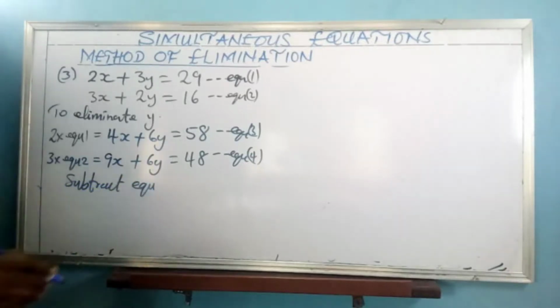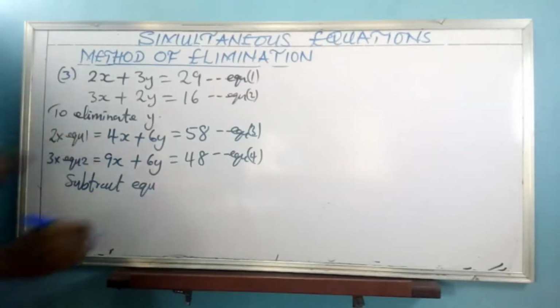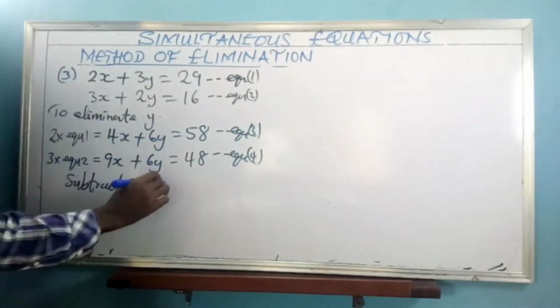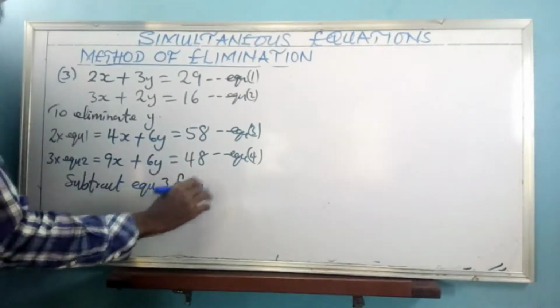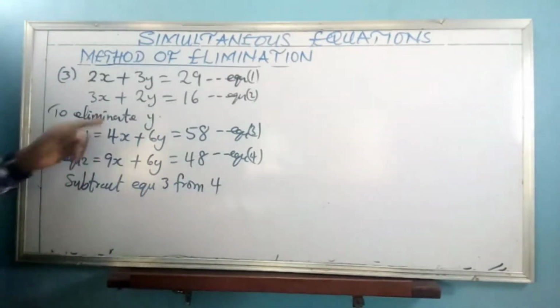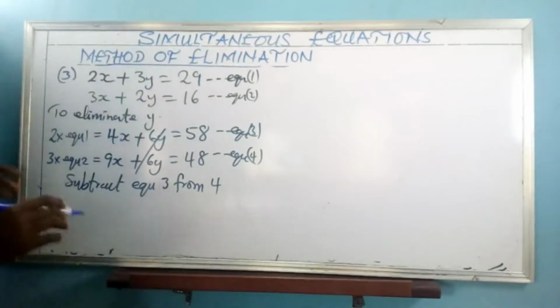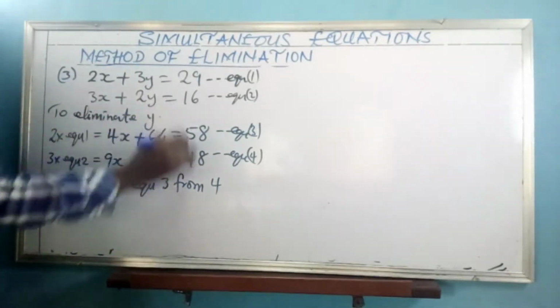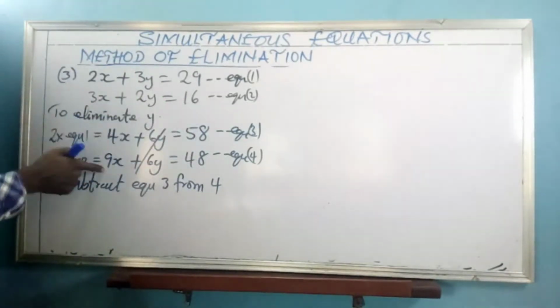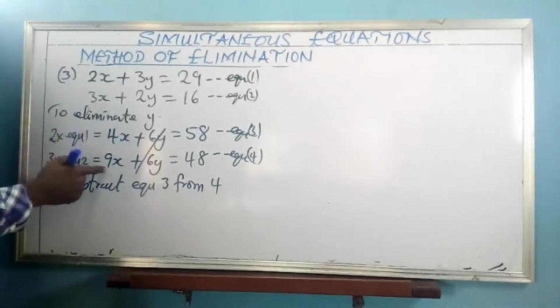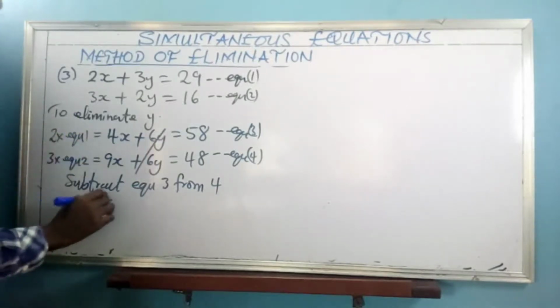Subtract equation 3 from 4. That's what I'm going to do. I want to subtract equation 3 from 4. As long as you do that, this one will cancel, so you don't have any issue with that. You eliminate that one out. But you have to care for this and this. Don't forget you are subtracting this one from this. Okay? So 4 minus 9, that will give you what?